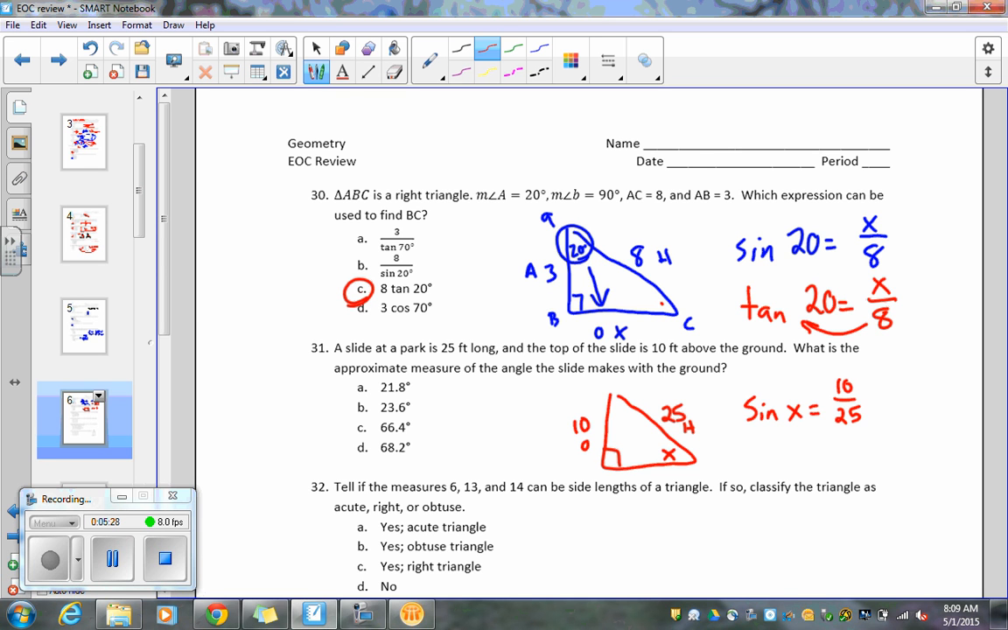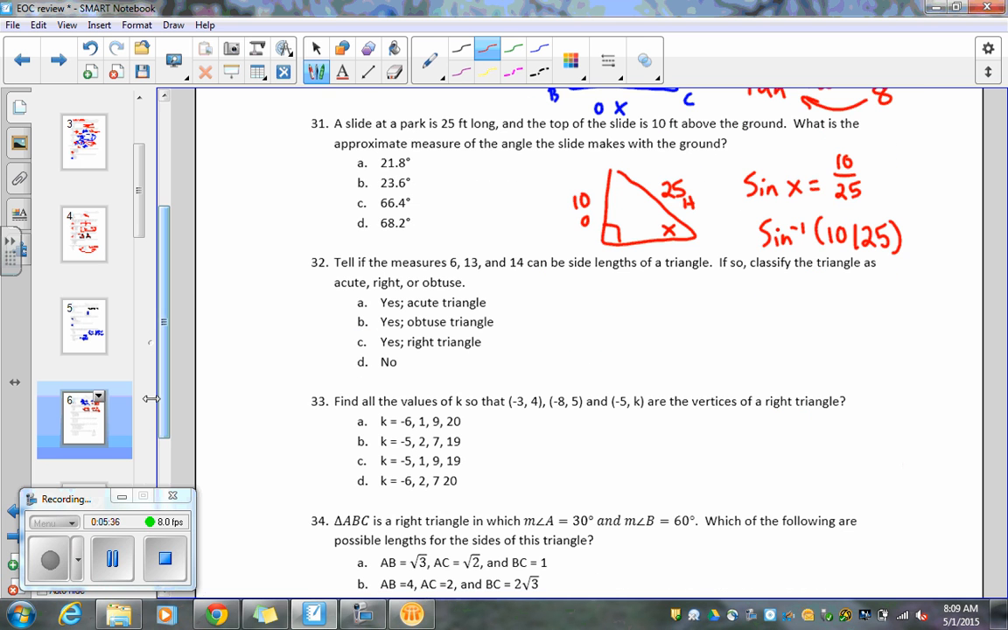If y'all remember, you're going to be using the inverse, so sine inverse of 10 divided by 25. That should get your answer. All right, question number 32. Tell whether the measures 6, 13, and 14 can be side lengths of a triangle.